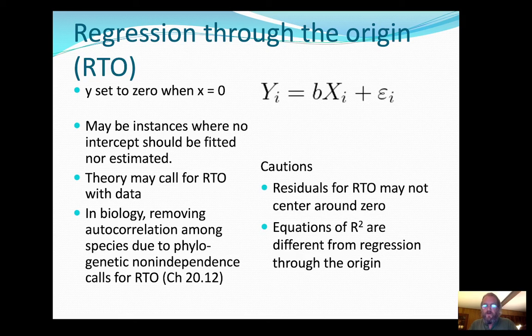Okay, and then also we'll talk about what's called the coefficient of determination, and in RTO, the R-squared is calculated differently from regular regression, so you can't compare the models. Okay, so we won't talk anymore about RTOs. That's just sort of a heads up that if you do that, it's perfectly fine, but the interpretation is going to be a little different.